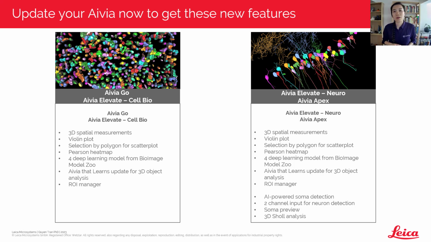This includes our 3D spatial measurements, those new violin plots, the Pearson heat map, the ability to select by polygon, to directly apply those 4 deep learning models for bioimage zoo, the update to Aivia That Learns, and also the ROI manager that we just looked at now.